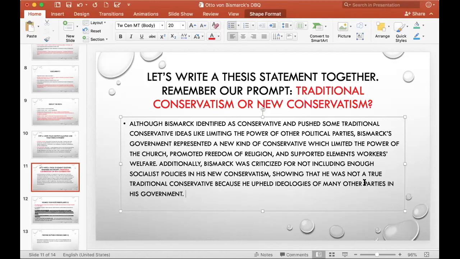So in my thesis, I emphasized how Bismarck kind of had some traditional conservatism, but most of the elements in his new government ideology was new conservatism. And I specifically pointed out those elements. I talked about workers' welfare. I talked about limiting the church, promoting freedom of religion. And then I talked about him being kind of called a fake by a liberal, which kind of shows he did implement some socialist policy, even though he identifies as a conservative. So it kind of goes against his traditional conservative ways.